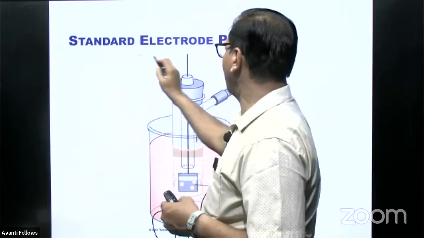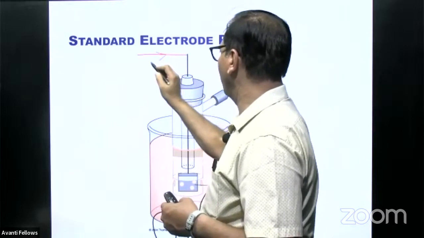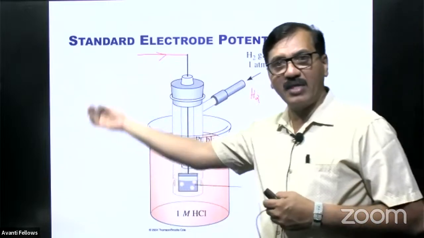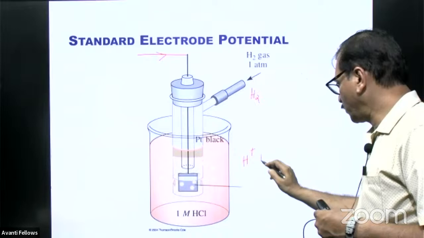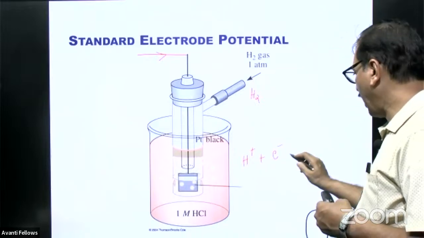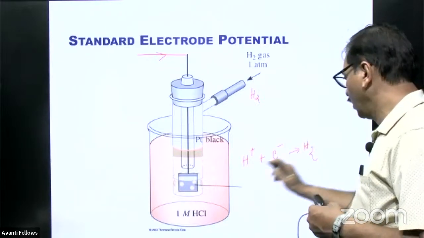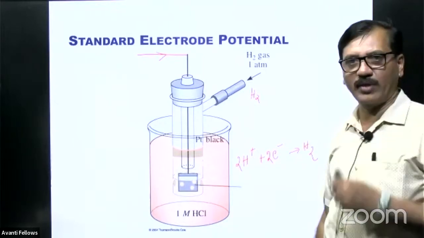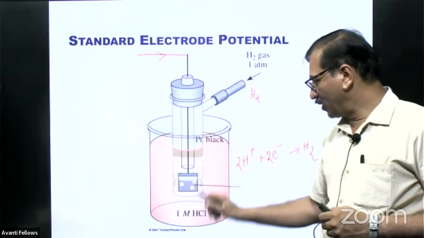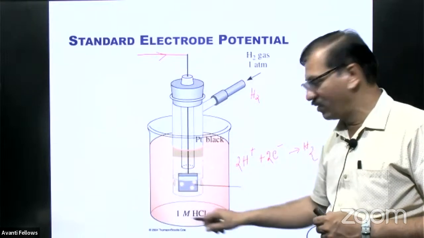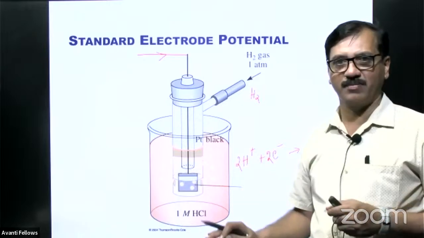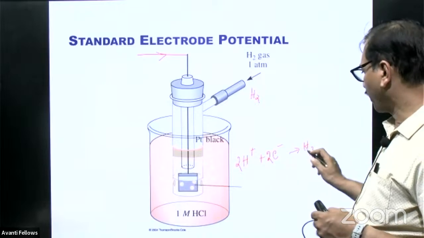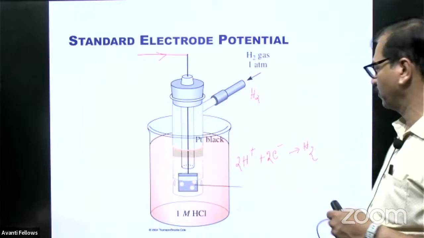Suppose the other electrode gives an electron. If the other half cell gives an electron, this H plus takes the electron and forms H2 gas. So two such H plus ions take 2 electrons and will form H2 gas. So the H plus ion concentration here in the HCl reduces, right? And it will give more and more hydrogen gas.